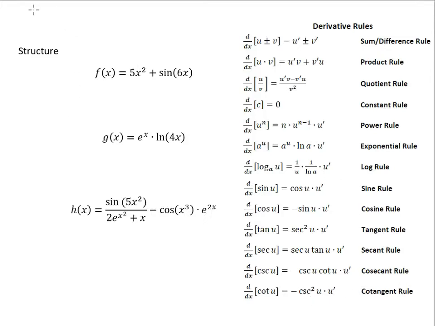Okay? So, for example, this first problem right here, f of x equals 5x squared plus sine of 6x. What I want to ask myself is, overall, what kind of problem is this? What does this look like? So I guess first I should say over here on the derivative rules, we've got operational rules: adding and subtracting, or sum and difference. The product rule, right? Two things being multiplied together. By the way, this one right here is taking the derivative of something plus or minus something else. This is taking the derivative of something times something, and this is the derivative of something divided by something else.